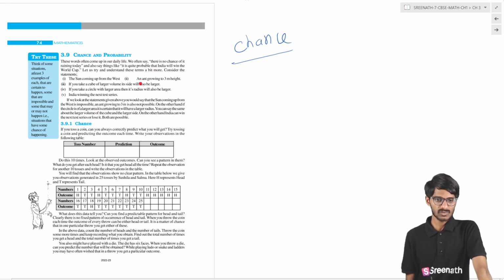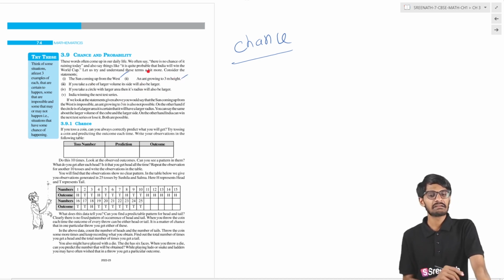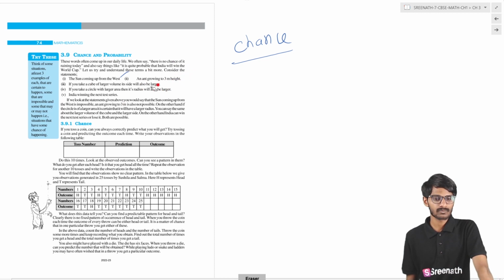So consider these statements. The sun coming up from the west, it is highly impossible. An ant growing to 3 meters height. Does an ant grow to 3 meters height? It is also highly impossible.